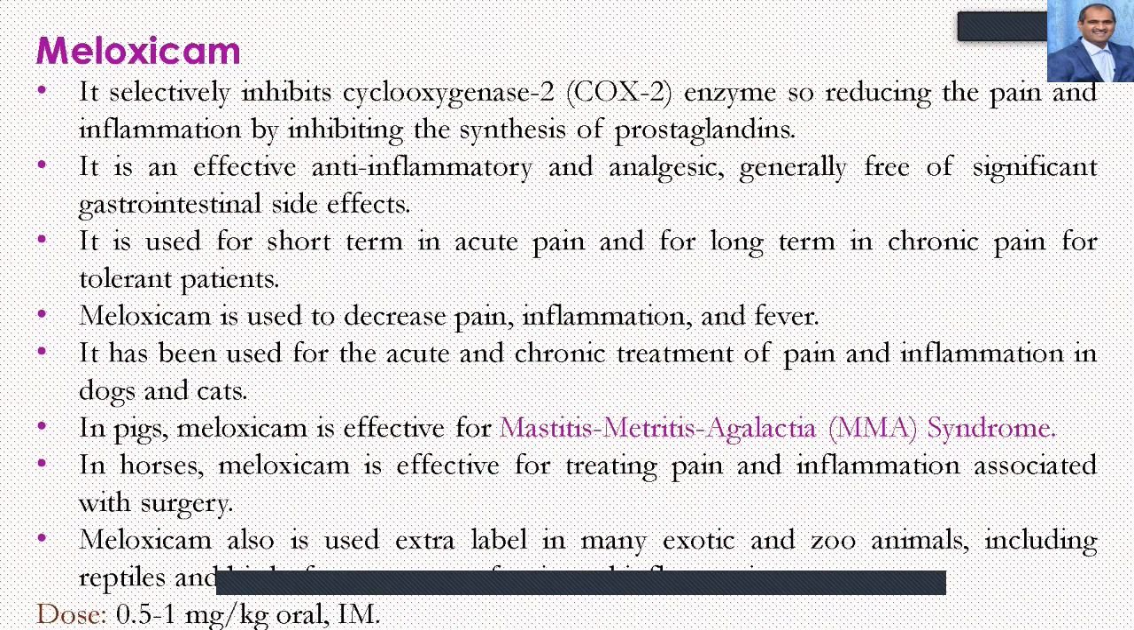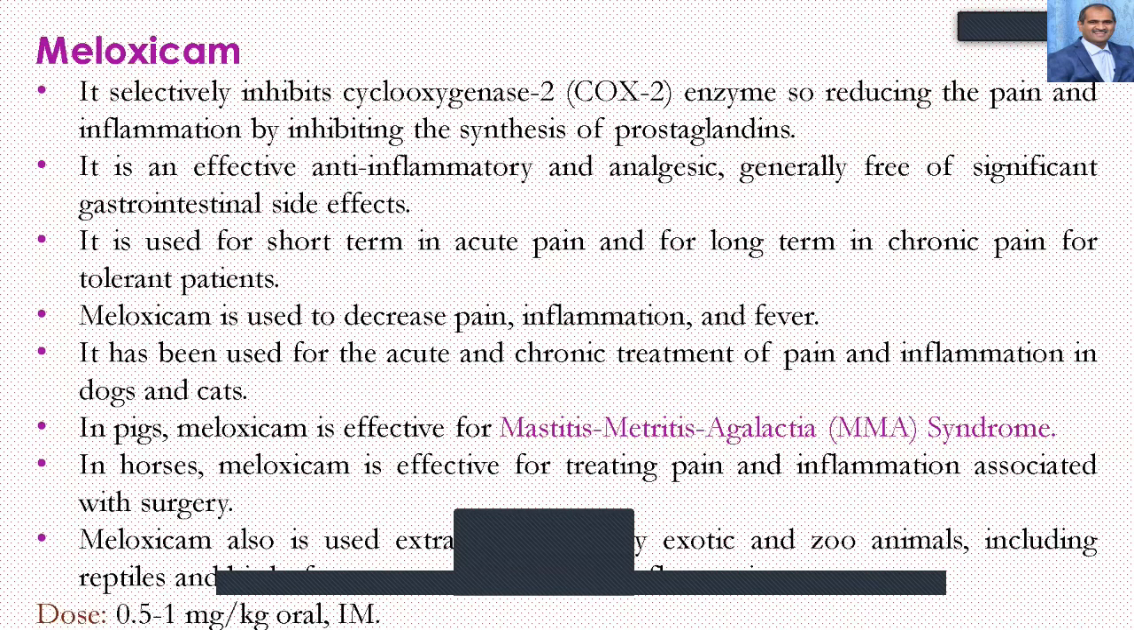It is a very effective anti-inflammatory analgesic, generally free of gastrointestinal side effects when compared to other NSAIDs. Of course, it is a very common drug approved for use in veterinary practice and also in food producing animals. Meloxicam is used to decrease pain, inflammation, and also as an antipyretic, and it has been used for the acute and chronic treatment of pain and inflammation in dogs and cats.